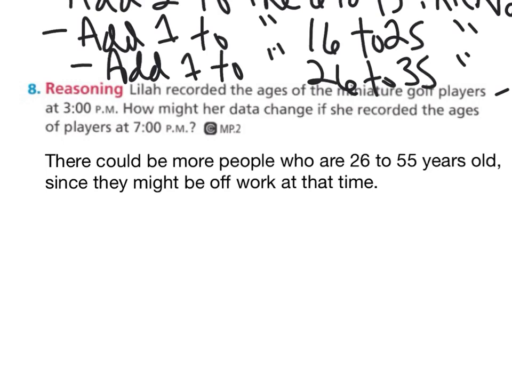Just depending where people work, a lot of different businesses maybe close at 5 o'clock or something like that. So at 3 o'clock they'd still be working, whereas at 7 o'clock they would have been off work and maybe had a chance to eat something and then go to play miniature golf. Again, lots of different possibilities here. There's not really just one correct answer for that problem.